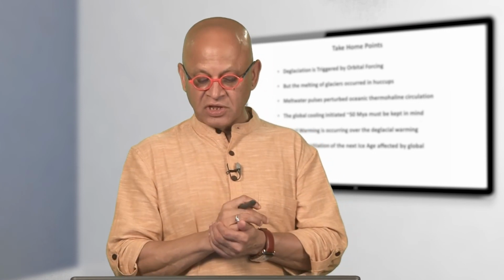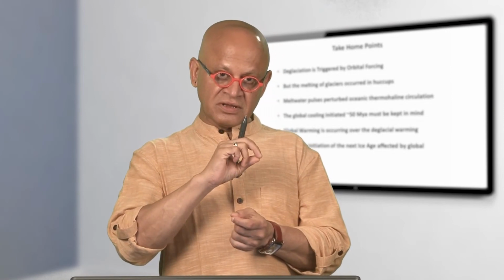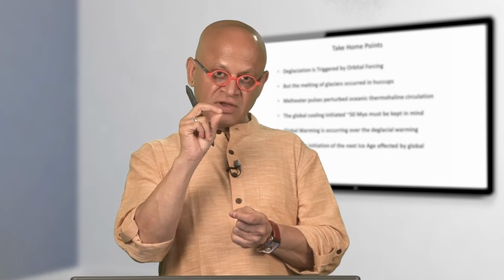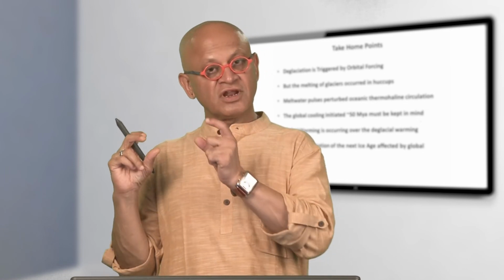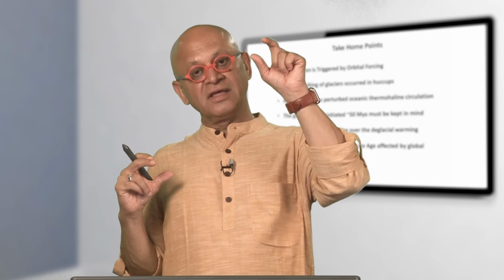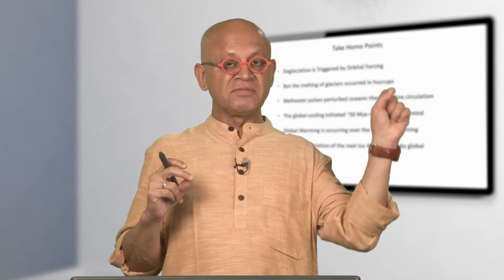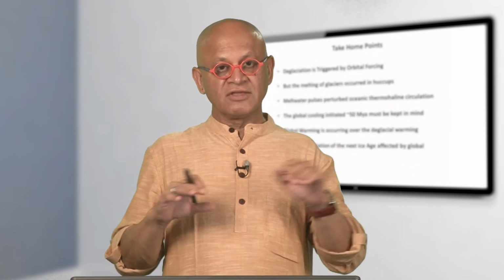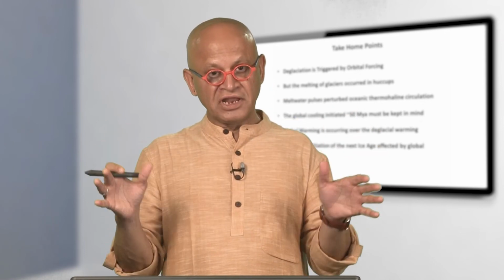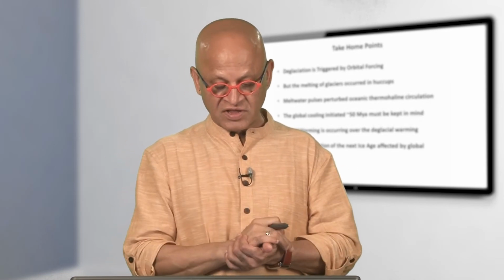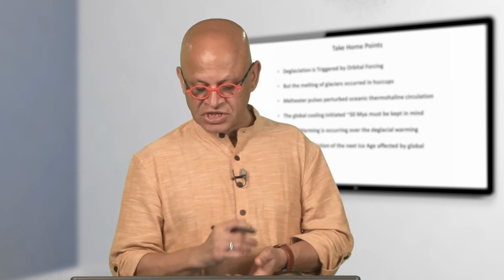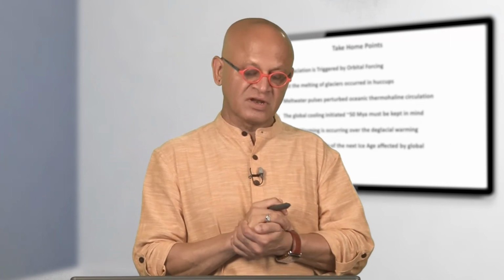Global warming is occurring over the deglacial warming. So, locally speaking, the last ice age ended and we were deglaciating, and we have deglaciated even though there are glaciers over Antarctica and Greenland. And we know that 100 million years ago in the hothouse, there was no ice in the Arctic over Greenland and Antarctica. So, where is our next evolution? We need to figure that out. And how is the initiation of the next ice age affected by global warming?